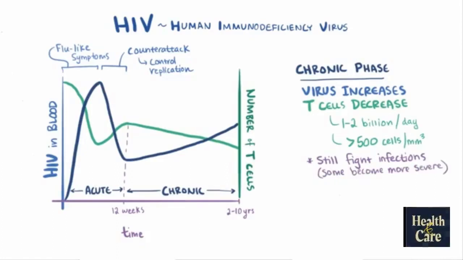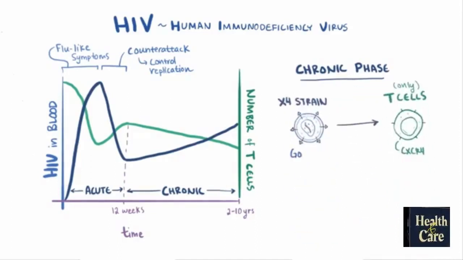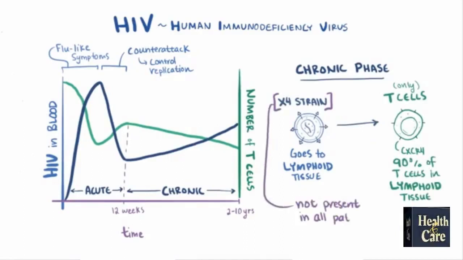Remember how HIV replication can create mutations? Well, during the chronic phase of HIV infection, it's worth pointing out that some patients develop an X4 strain of HIV which targets the CXCR4 co-receptor. These X4 strains kind of lay low in the lymphoid tissues and steadily destroy CD4 T cells, since about 90% of T cells are found in lymphoid tissue.